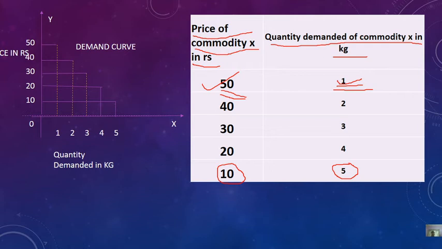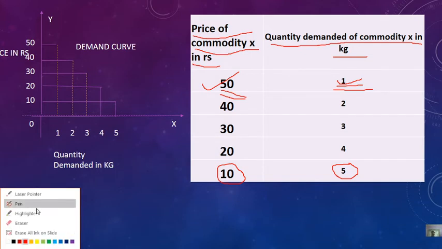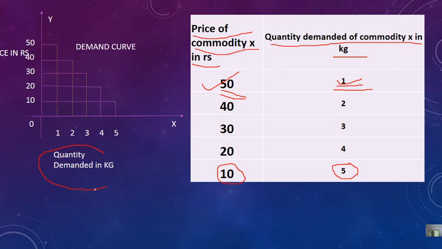Basically, first I will explain the graph shown here. On the y-axis we show price in rupees, that is all the prices in rupees. On the x-axis, quantity demanded in kg. So prices are 50, 40, 30, 20, 10, and quantity demanded in kg: 1 kg, 2 kg, 3 kg, 4 kg and 5 kg on the x-axis, and on the y-axis prices of commodity X in rupees.